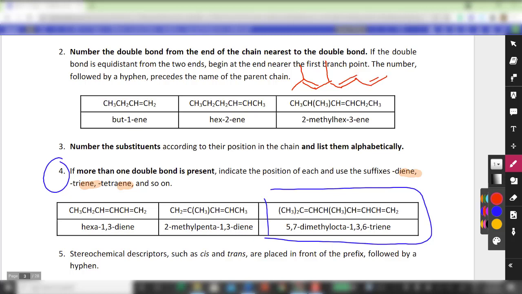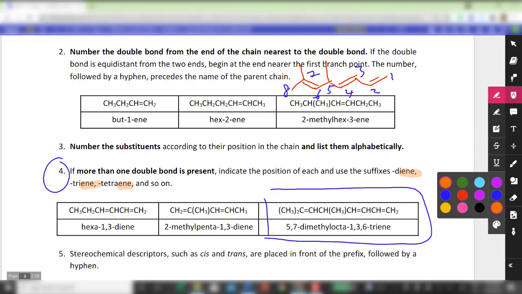I'm going to number the carbons. In this case, I'm going to number it from right to left, because remember, the functional group here is the alkene. If you want to indicate the presence of the double bond, it has to start from the lowest numbering. So instead of left to right, I number it from right to left: 1, 2, 3, 4, 5, 6, 7, 8. In this case, the double bonds are between carbon 1 and 2, carbon 3 and 4, and carbon 7 and 8. We name them based on the smallest number, so in this case it will be 1, 3, 7.